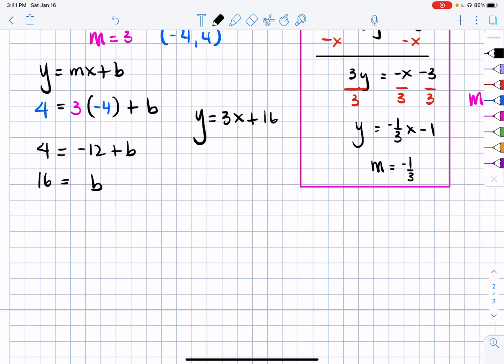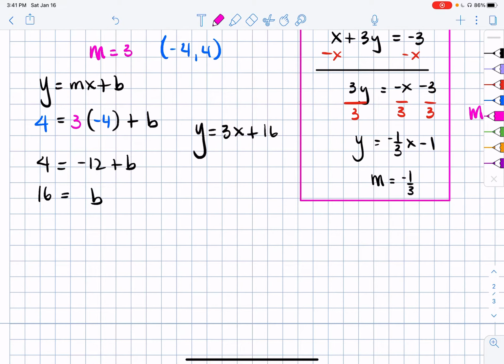All right. So I used the slope, I used b, and plugged that into that equation. Now, when you look at the choices, however, it's all in function notation. And that was choice B.